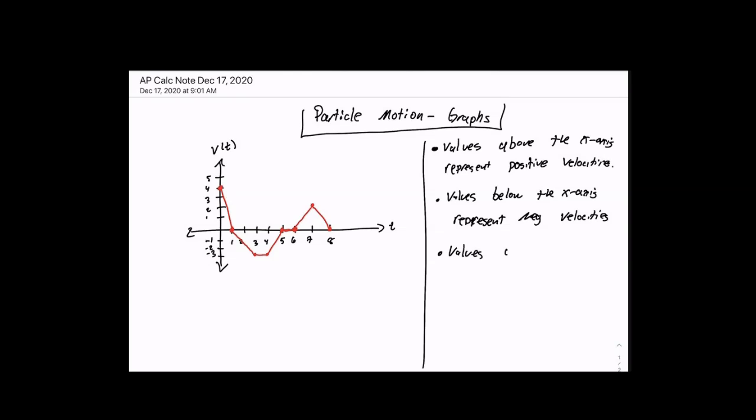And values on the x-axis represent v of t is 0. It's at rest.